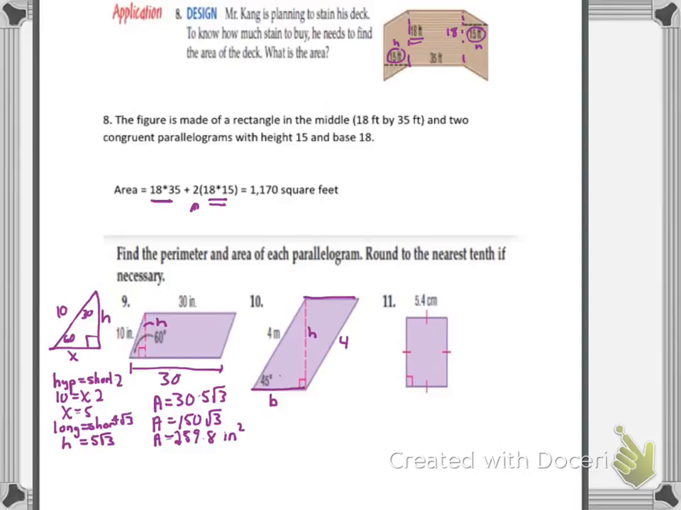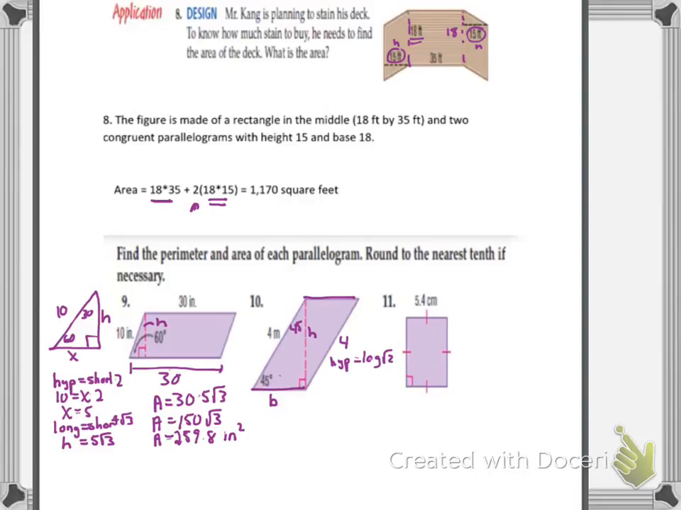Well, what I do know is I have a 45, 45, 90 triangle. And our rule for 45, 45, 90s is only one rule, really. It's hypotenuse equals a leg multiplied by the square root of 2.